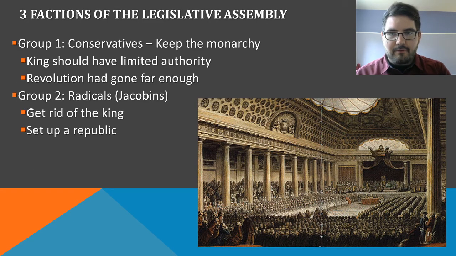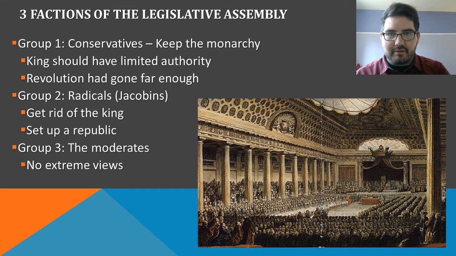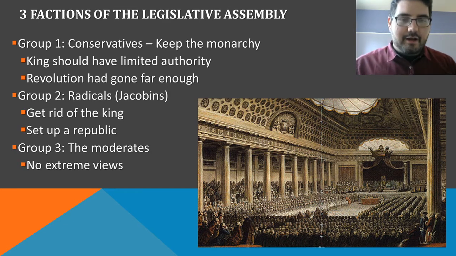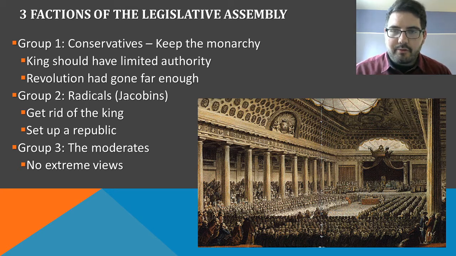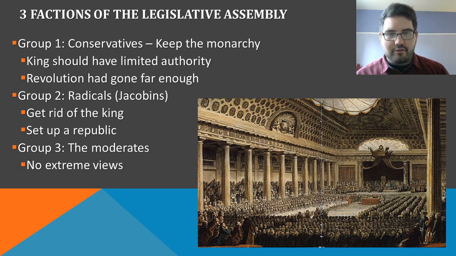Well, there's 3 different factions of the Legislative Assembly that have come into being. We have the first group, the conservatives. They're the ones who want to keep the monarchy, they want the king to have limited authority, and they felt like the revolution had gone far enough. Then we also have the second group, the radicals, also known as the Jacobins. They wanted to get rid of the king and set up a republic. We also have the moderates, the third group. They have really no extreme views. They go with either the conservatives or the radicals, just depending on the issue that comes up in the assembly.